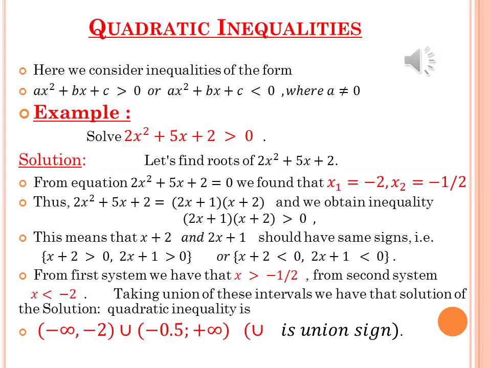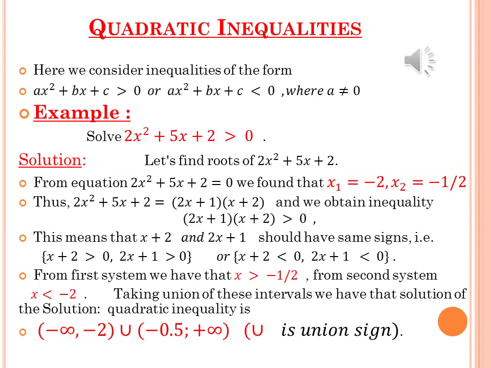We factorize 2x squared plus 5x plus 2 as 2x plus 1 times x plus 2, which has to be greater than 0. To be greater than 0 means positive. Meaning the first bracket greater than 0 and the second greater than 0, this is the first possibility. Or the first bracket less than 0 and the second bracket less than 0. We take the two possibilities.